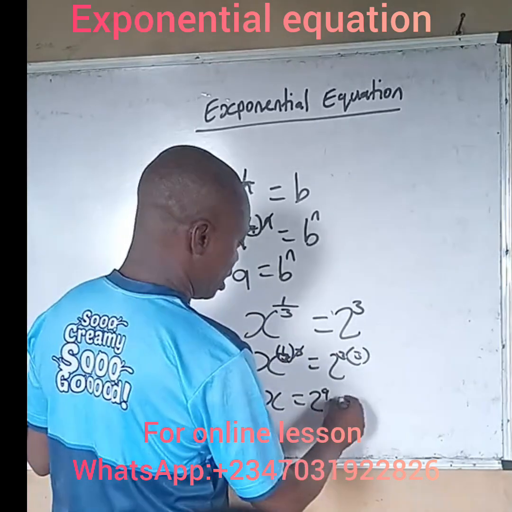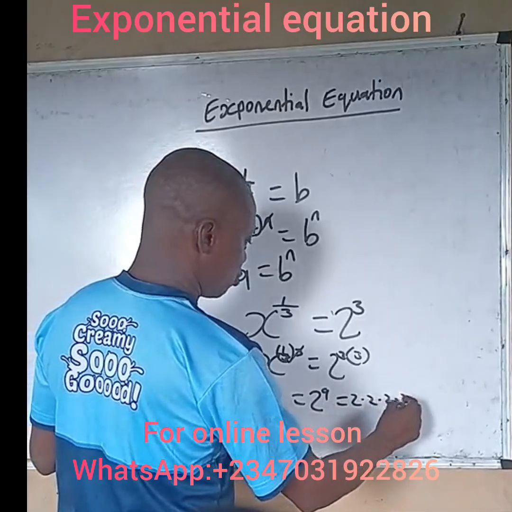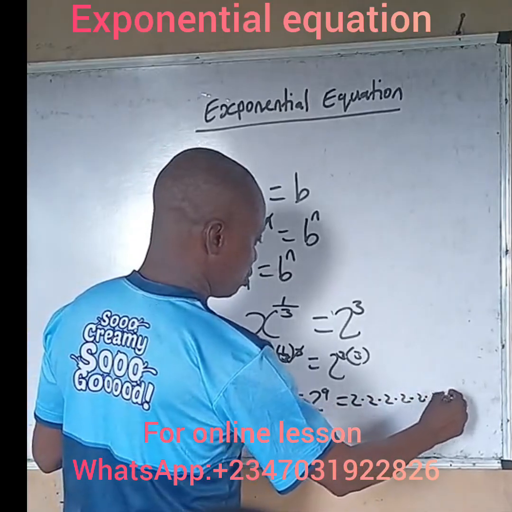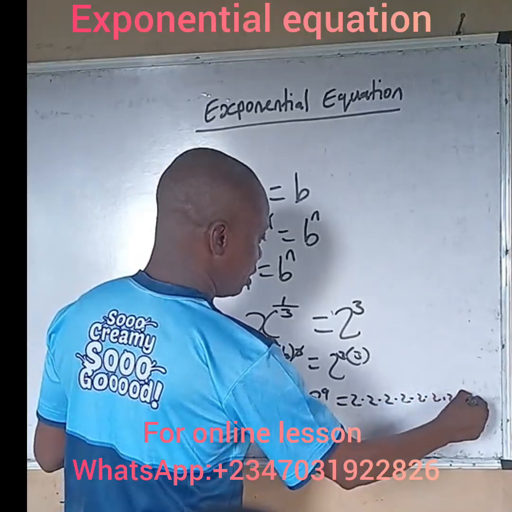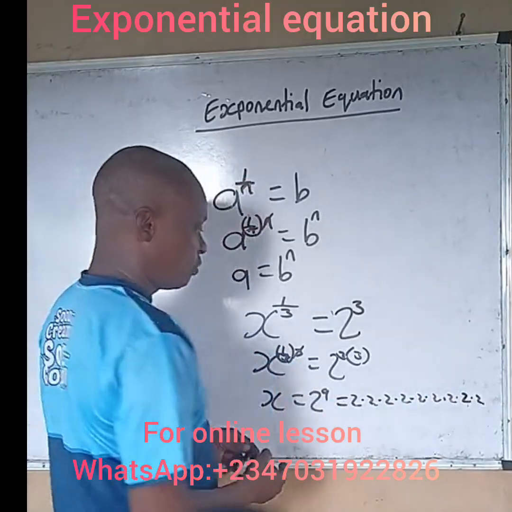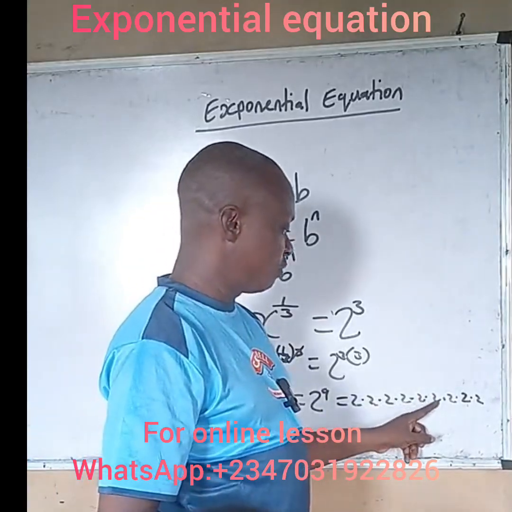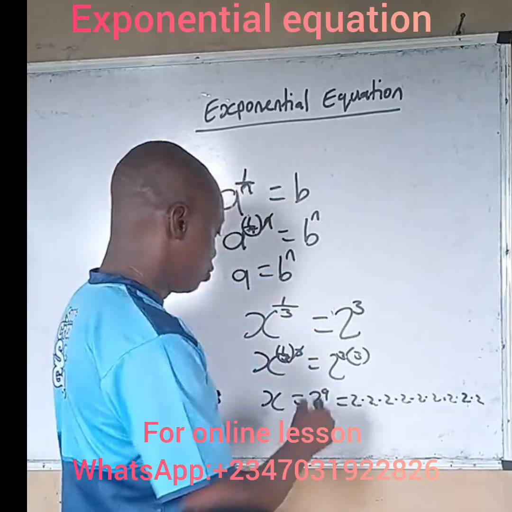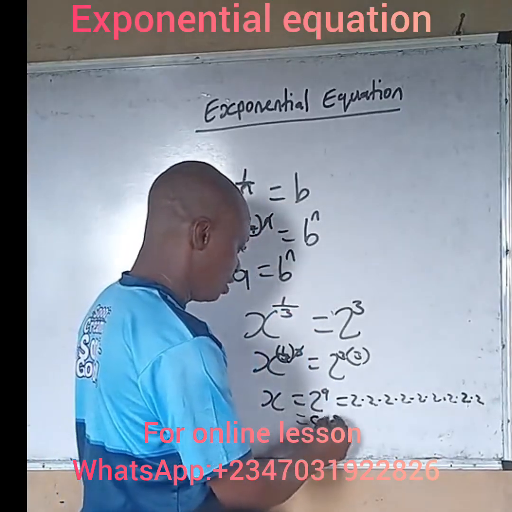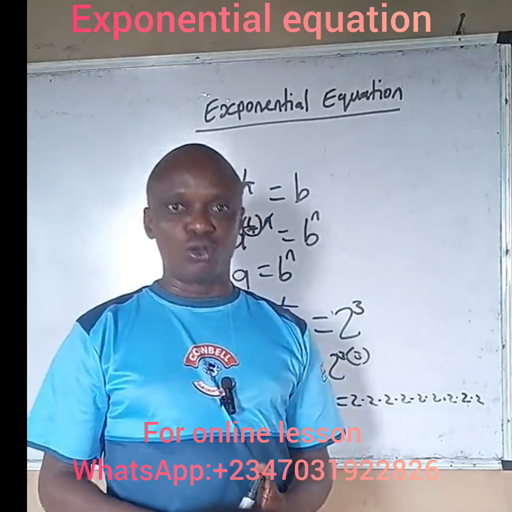And 2 raised to the power 9, if we do it further, is 2 times 2 times 2 times 2 times 2 times 2 times 2, 1, 2, 3, 4, 5, 6, 7, 8, 9. 2 times 2 is 4, 4 times 2 is 8, 8 times 2 is 16, 32, 64, 128, 256, 512. Okay, so this will give us 512. So our x will be 512. So that is the third law.